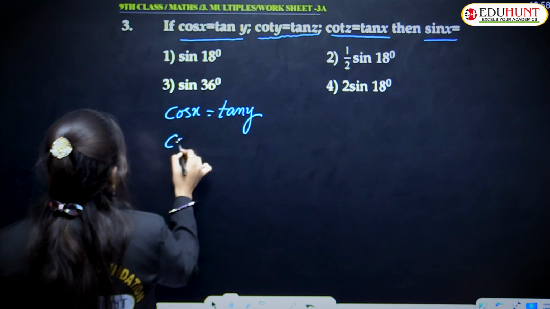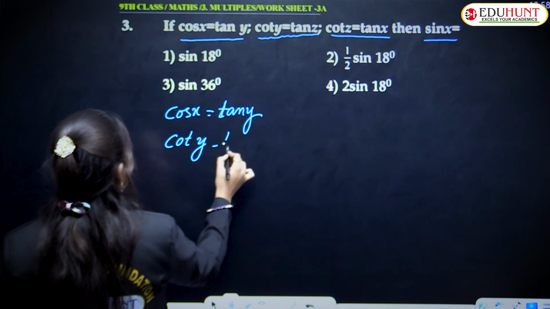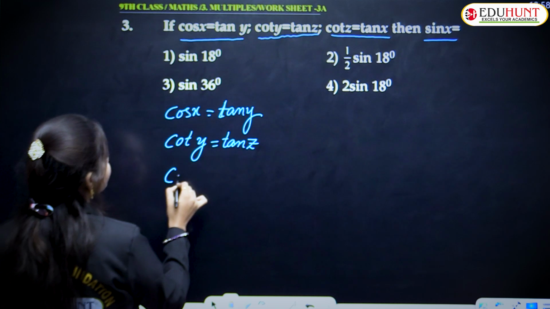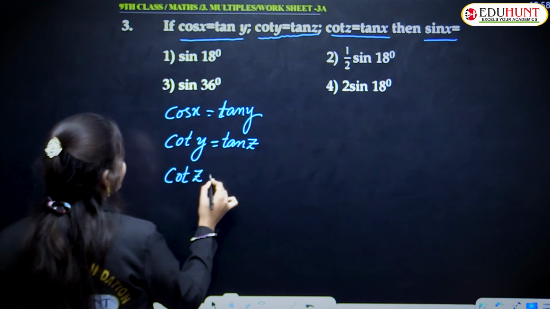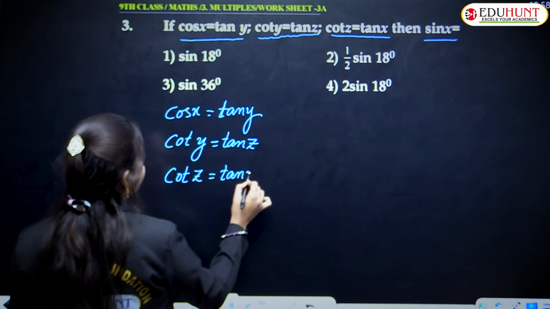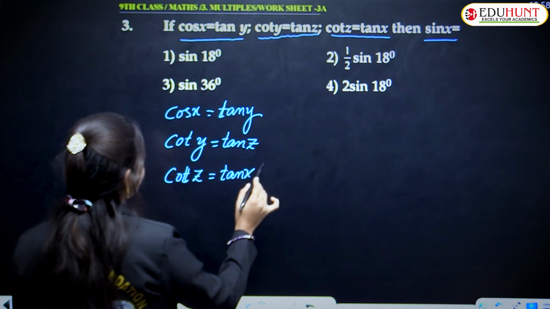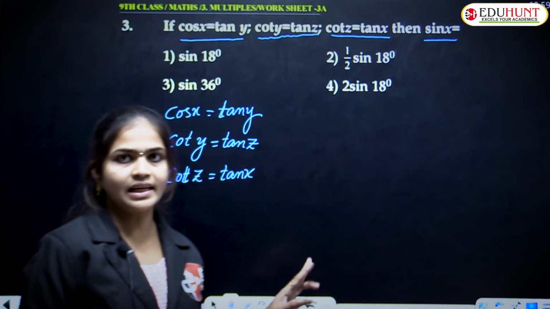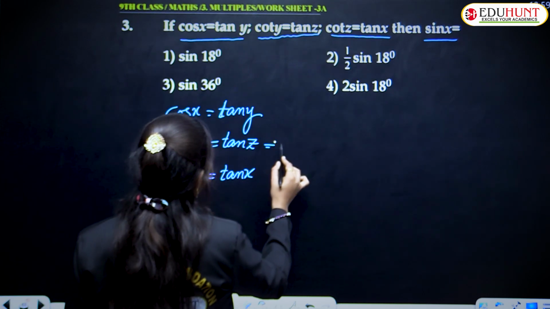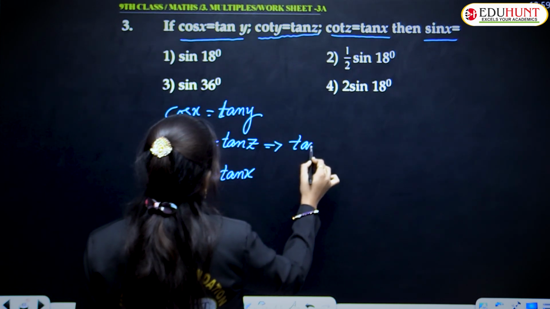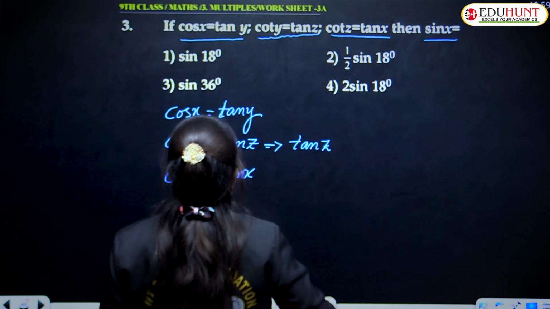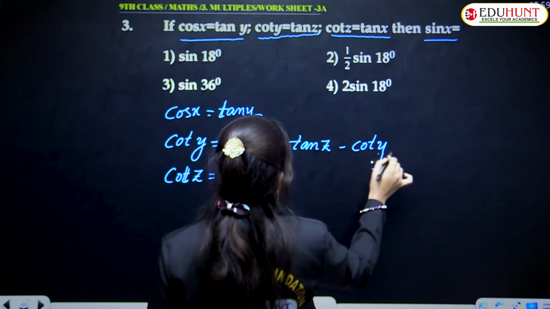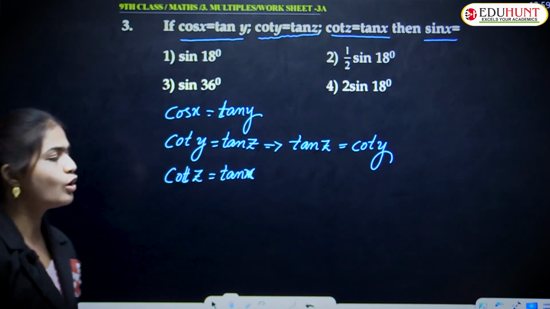Okay, next cot y is equal to tan z, and in the same way cot z is equal to tan x. Actually, these three conditions are given. So children, a is equal to b or b is equal to a, anyway we can take that. So I want to write this one as tan z is equal to cot y.